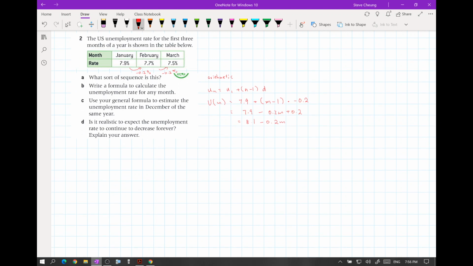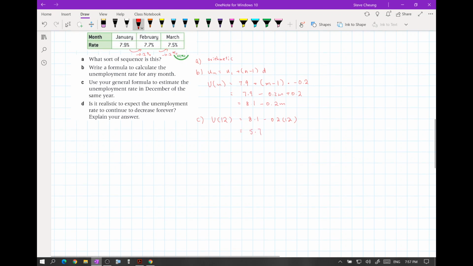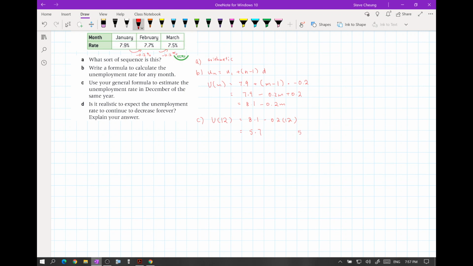And then for C, use our formula and estimate the unemployment rate in December. So we want 12 months. So go ahead and plug that in for M. 2.4 subtracted from 8.1 should be 5.7. Of course, it's in percent, right? So you should write down 5.7% as a statement there.